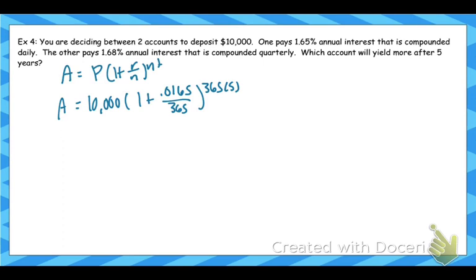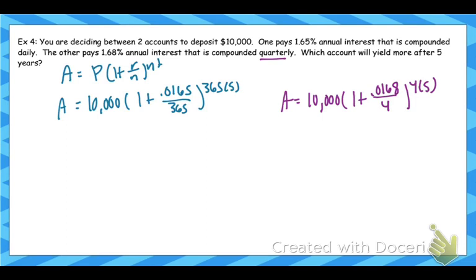Option number 2, still starting with $10,000. Still going to be the same equation, different interest rate, 0.0168 divided by a different N. Compounded quarterly is 4 times a year.